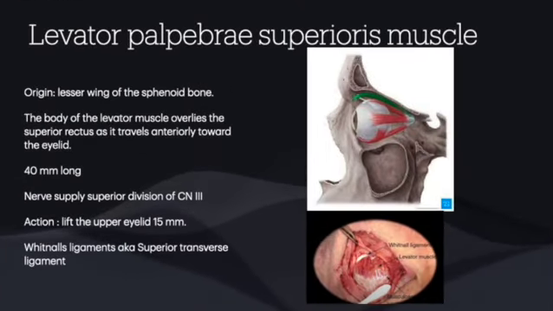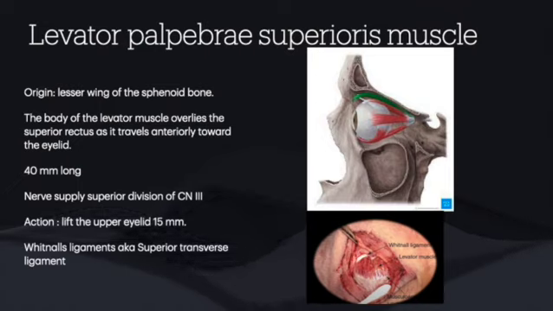Levator palpebrae superioris muscle is a skeletal muscle and it is a muscle of retraction of the eyelid. Its origin is from the lesser wing of sphenoid bone at the orbital apex, and the body of this levator muscle will lie over the superior rectus as it is traveling anteriorly towards the eyelid, and this portion is about 40 mm long and it is supplied by the third nerve superior division, and the action of this muscle is to lift the upper eyelid.